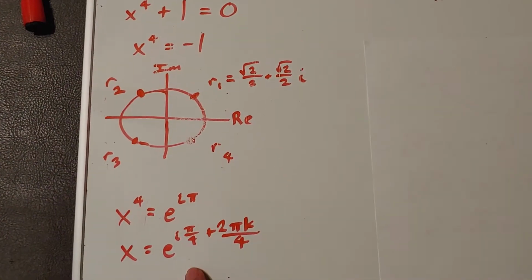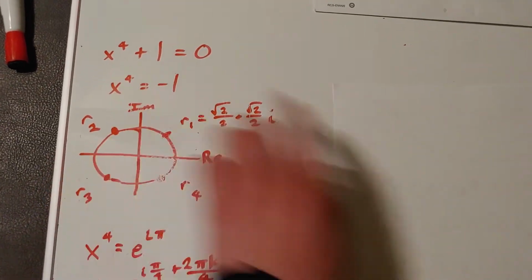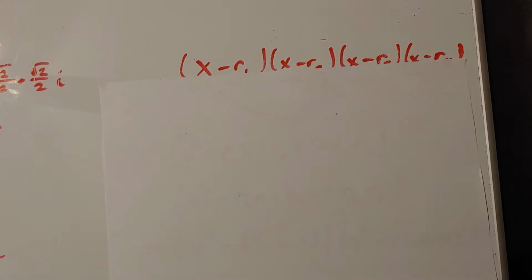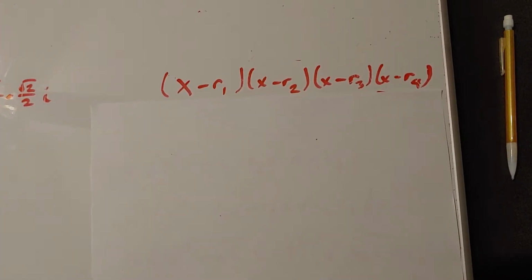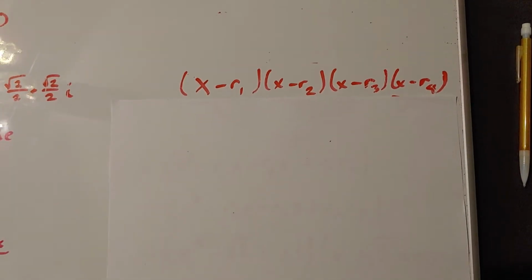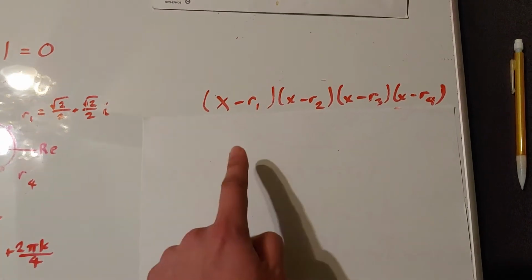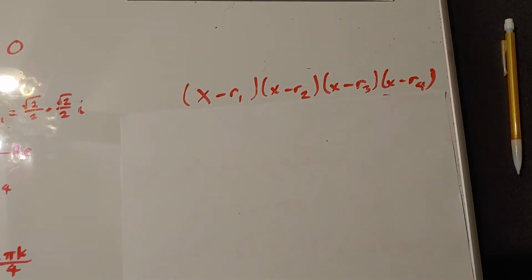Now, by the fundamental theorem of algebra, we can now factor this polynomial as this: x minus r1 times x minus r2 times x minus r3 times x minus r4. And actually, the coefficient in front of the x is the same in both of these, so we are a-okay. We don't need to worry about a single thing.